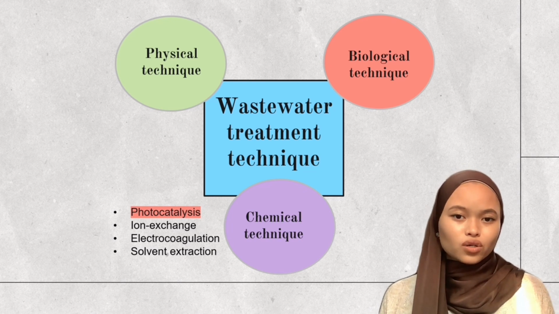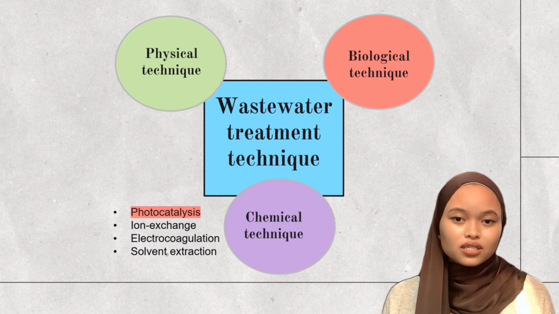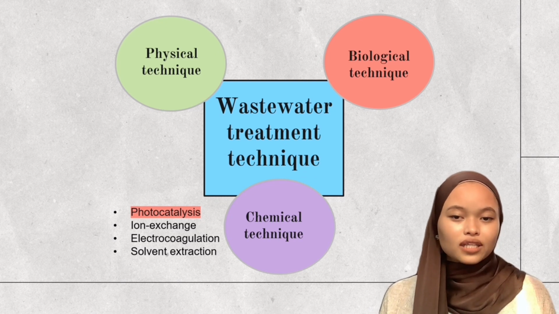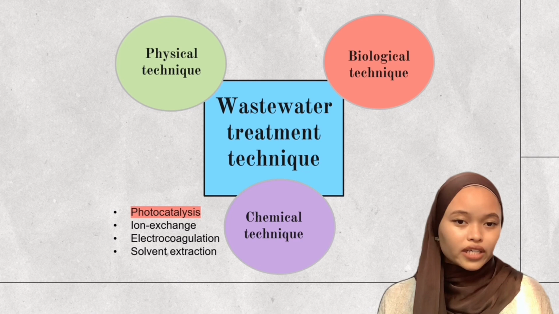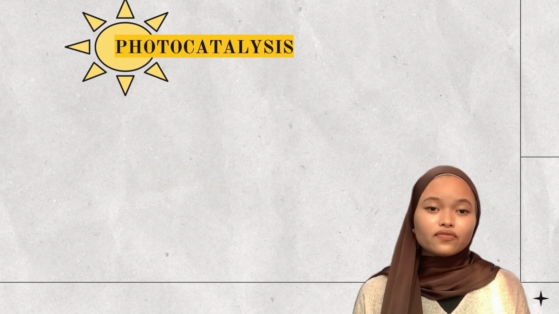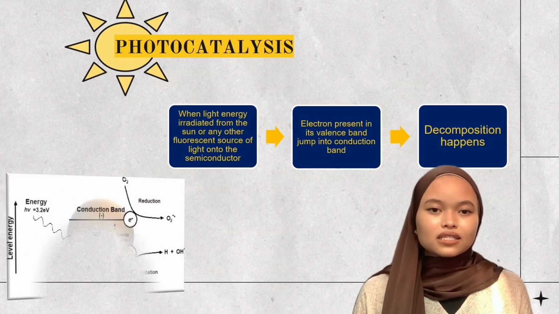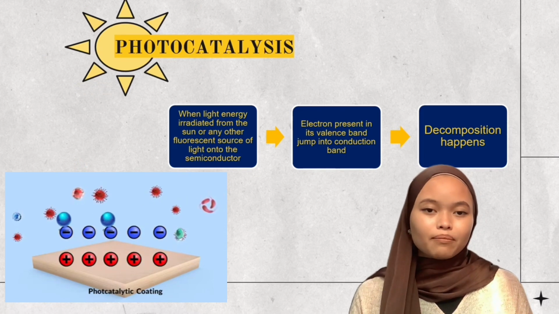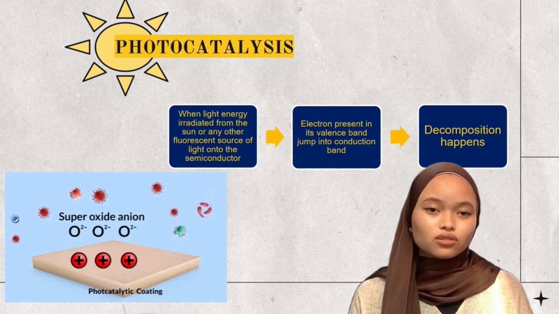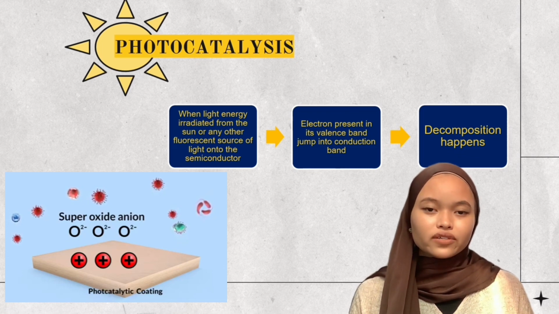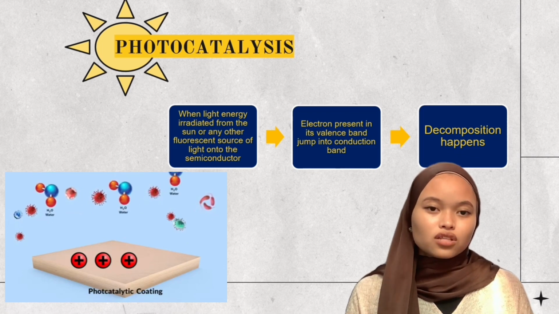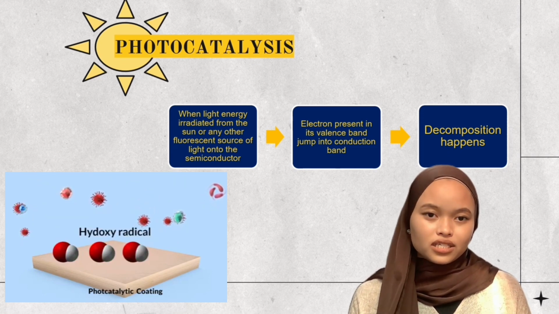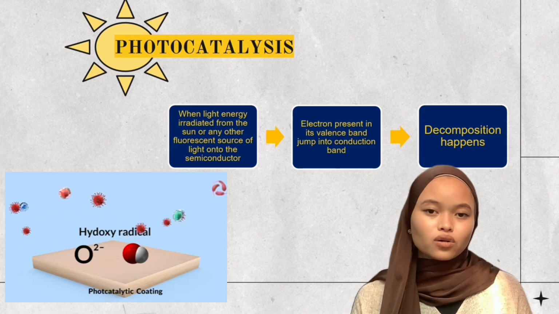Chemical techniques include photocatalysis, ion exchange, electrocoagulation, solvent extraction, and many more. And I choose photocatalysis as an alternative to degrade the pollutant. So, what is photocatalysis? Photocatalysis is a process that can remove contaminants at ambient temperature and pressure by oxidation, according to Yahya in 2018, when light energy irradiated from the sun or any other sources facilitates the chemical reaction. Photocatalysts create strong oxidation agents and electronic holes to break down the organic compound.